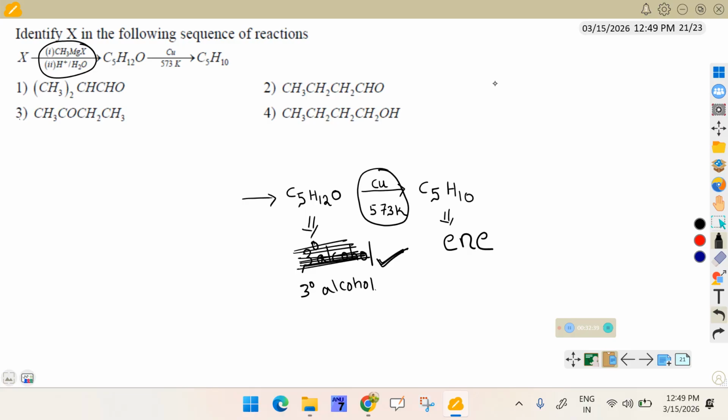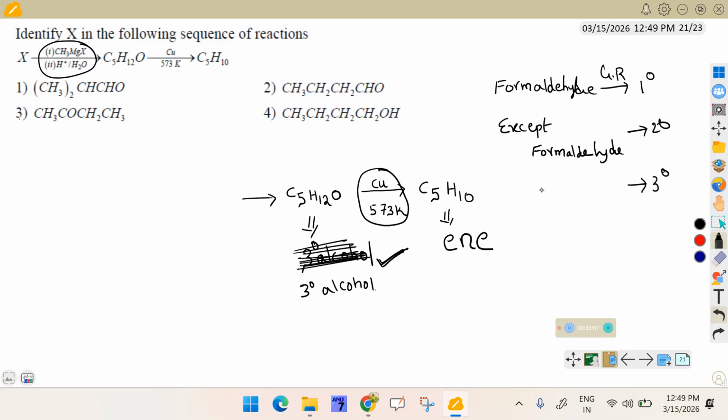Already I discussed with you formaldehyde. If the reactant is formaldehyde, formaldehyde reacts with Grignard reagent, further hydrolysis, 1-degree alcohol is formed. Except formaldehyde, aldehydes react with Grignard reagent, then give 2-degree alcohol. When 3-degree alcohol is formed, the reactant is ketone. Now it is very clear X is ketone.